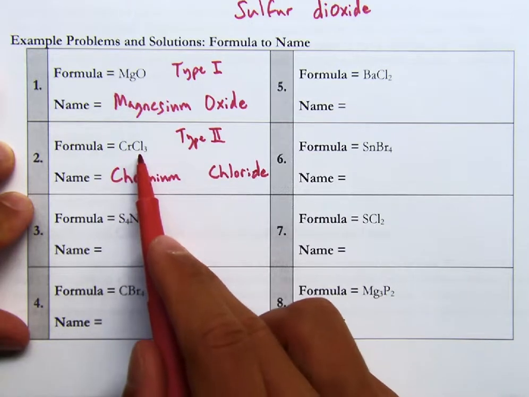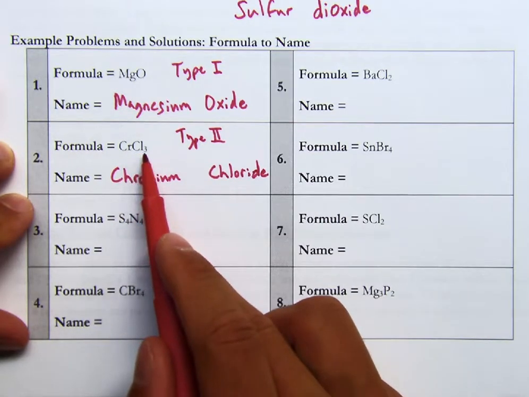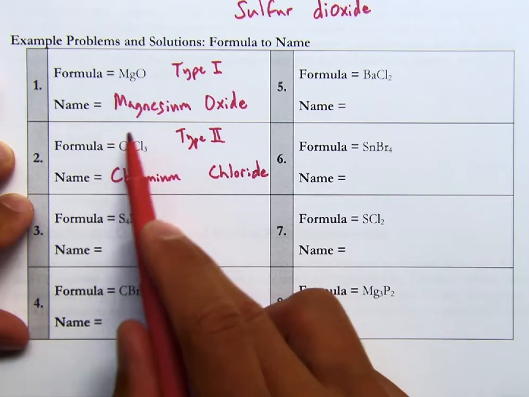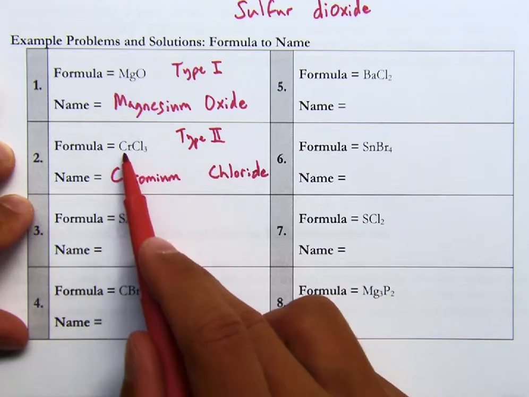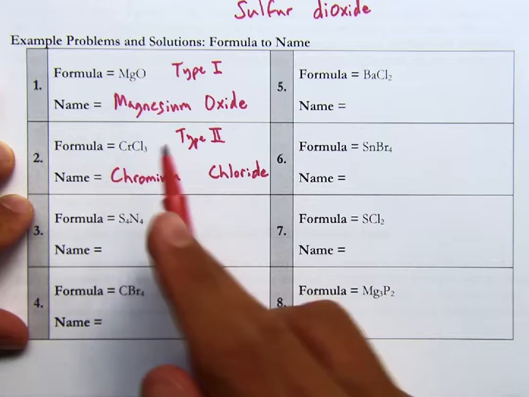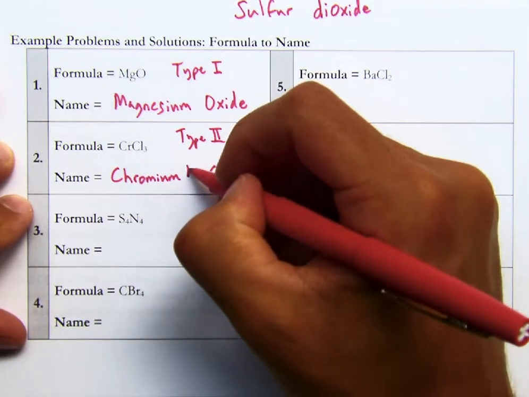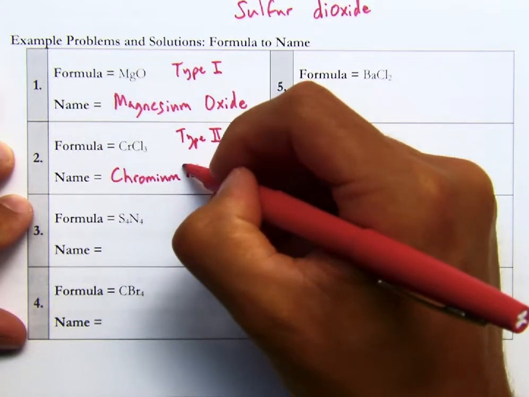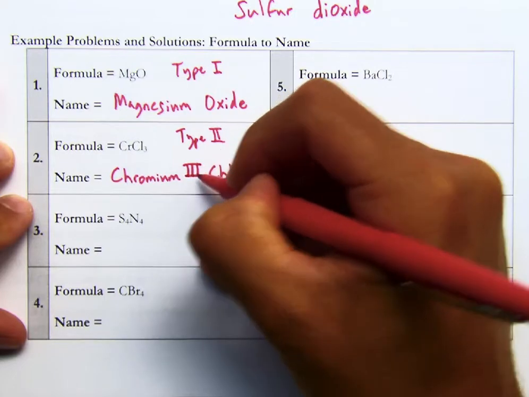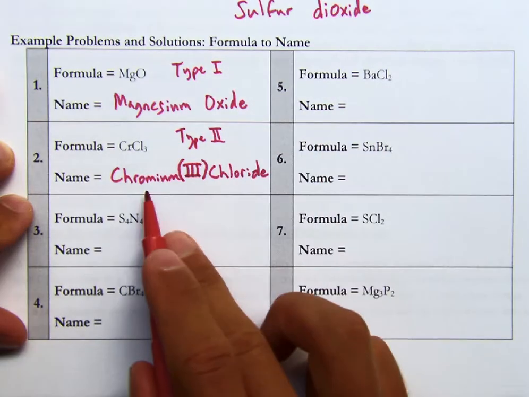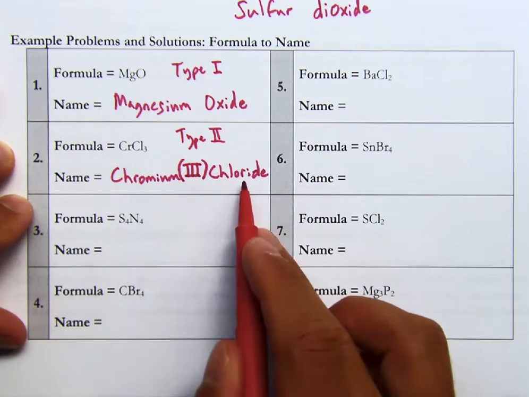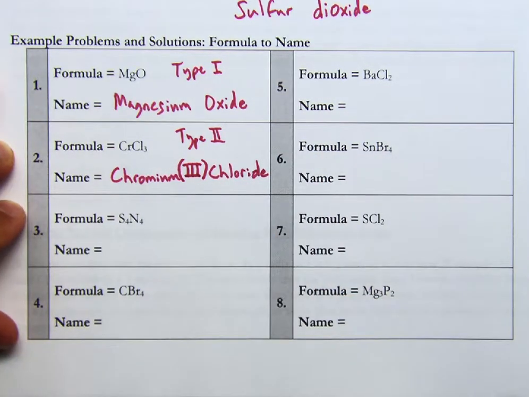Chlorine has a -1 charge, and there are 3 of them. This is a neutral compound. So if there are 3 chlorides, and each is -1, the charge of this one chromium must be +3. 1, 2, 3. That's going to be a Roman numeral inside of parentheses. Chromium(III) chloride. Let's go. Okay, next one.